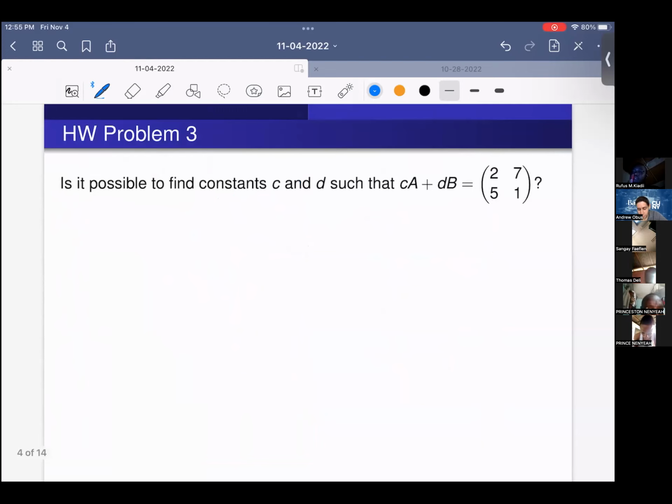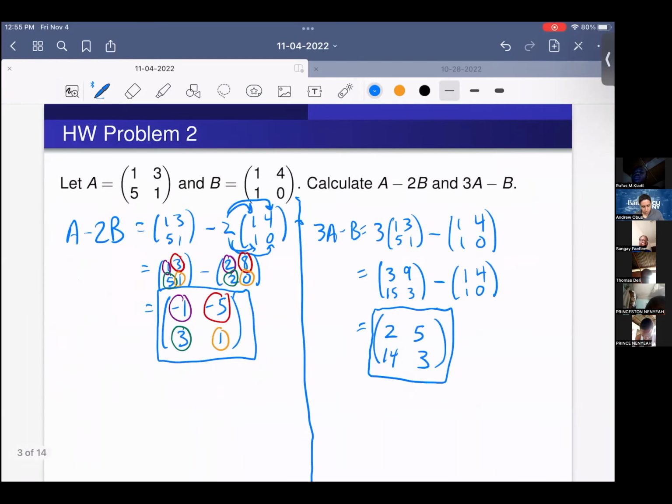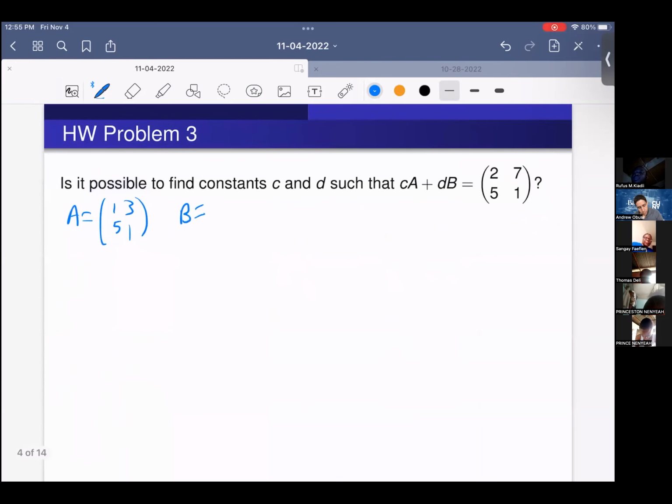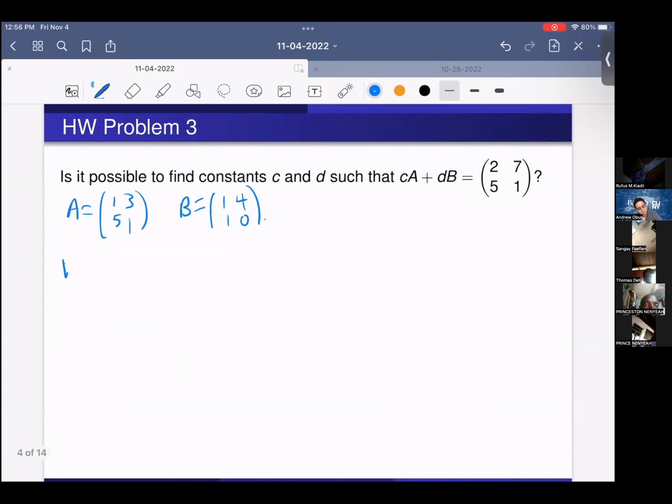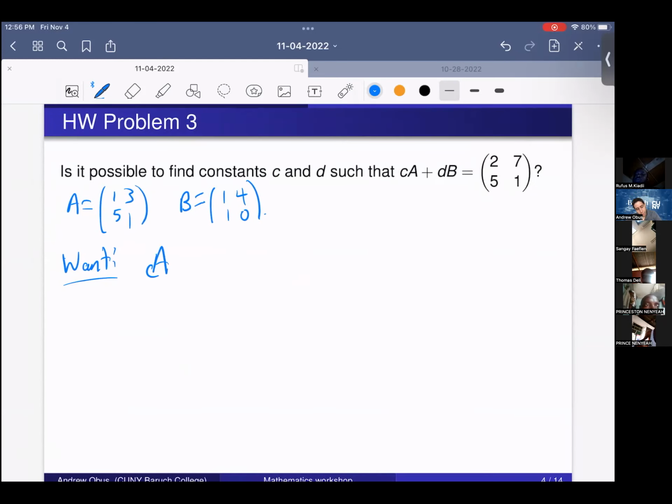Okay, so the third question, which is a little bit more tricky. So here, by the way, we're using the same matrices A and B. So A in this case is 1, 3, 5, 1, and B in this case is 1, 4, 1, 0. And the question is, can you find constants C and D where if you add CA and DB, you're going to get this other matrix 2, 7, 5, 1. Okay, so this is a little bit tricky. So maybe I'll give a hint. So, well, what we want is CA plus DB equals 2, 7, 5, 1.